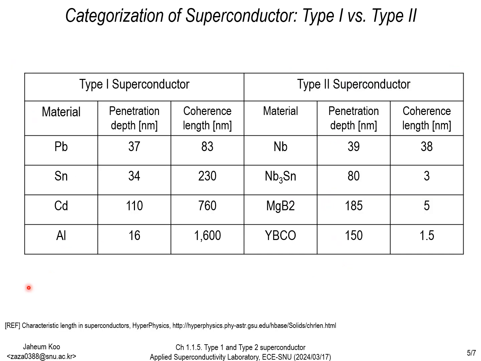Here is a table summarizing examples of Type 1 and Type 2 superconductor materials. Type 1 superconductors are typically pure elements. On the other hand, Type 2 superconductors are generally composed of compounds. The values shown in this table may differ from the actual values, because they use generally known figures. However, in general, we can see that Type 1 has a relatively longer coherence length, and Type 2 has a relatively longer penetration depth.